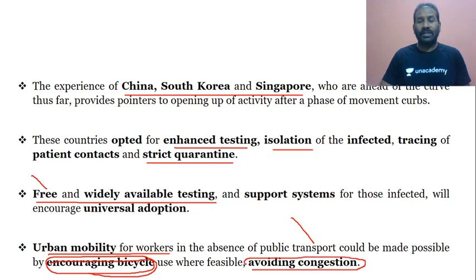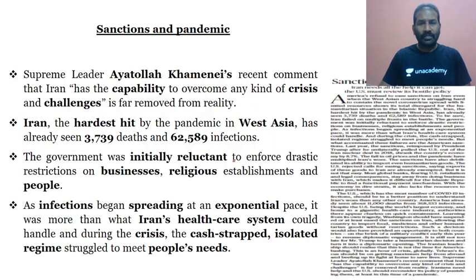Please do understand the point here, that in urban mobility, you have the workers, they have to work and then they have to use public transport. So when there is an absence of public transport, one of the measures you should put forward while writing an answer is that the government has to encourage bicycles, which would make sure it avoids congestion. And now we'll get into the next topic, that is sanctions and pandemic.